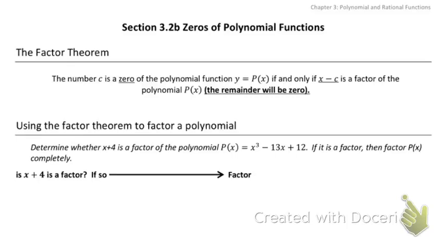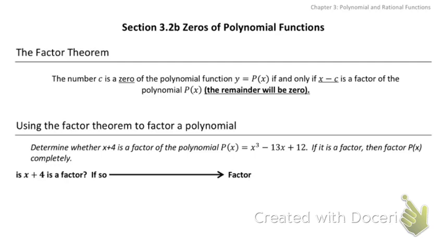Theorem. The factor theorem. We're going to talk about the rational zero theorem too, but we're going to start with the factor theorem. The factor theorem says the number c is a zero of a polynomial function y equals p of x if and only if x minus c is a factor of that polynomial.